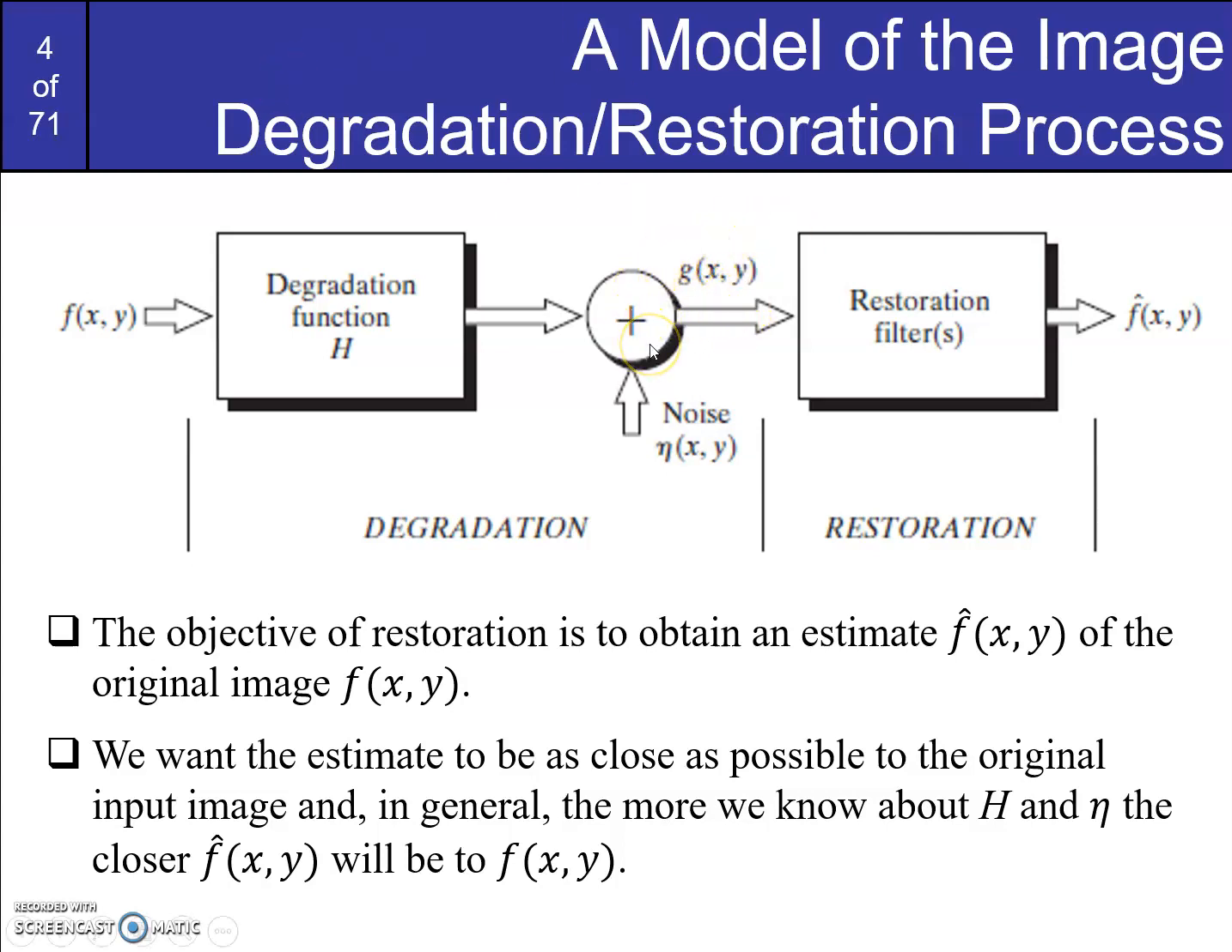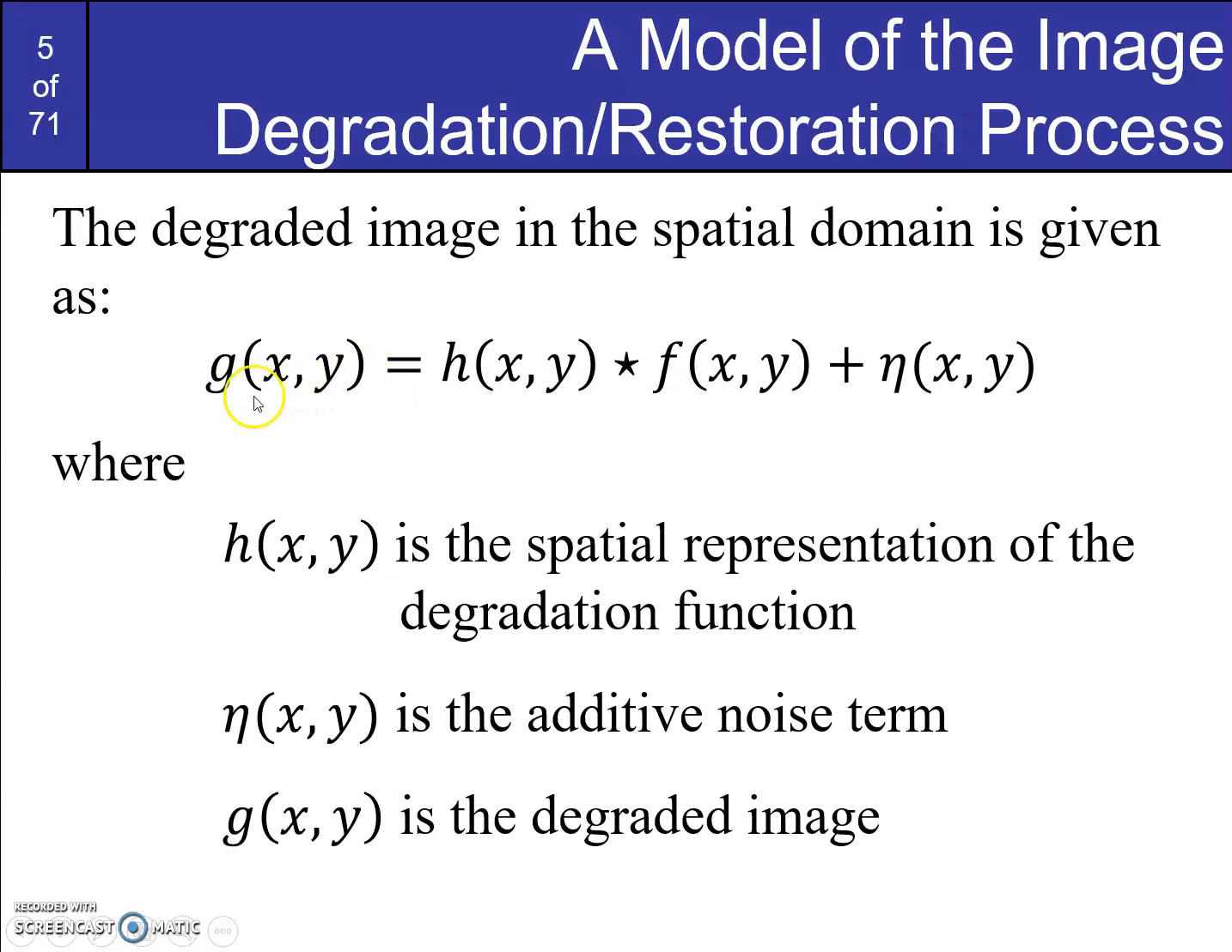g(x, y). So please note over here one thing, that noise is additive. So this whole thing gives me this equation: g(x, y), which is the final degraded image, is equal to h(x, y), which is my degradation function, convolved with f(x, y), plus noise. So okay, I have just told you that h(x, y) is my degradation function.